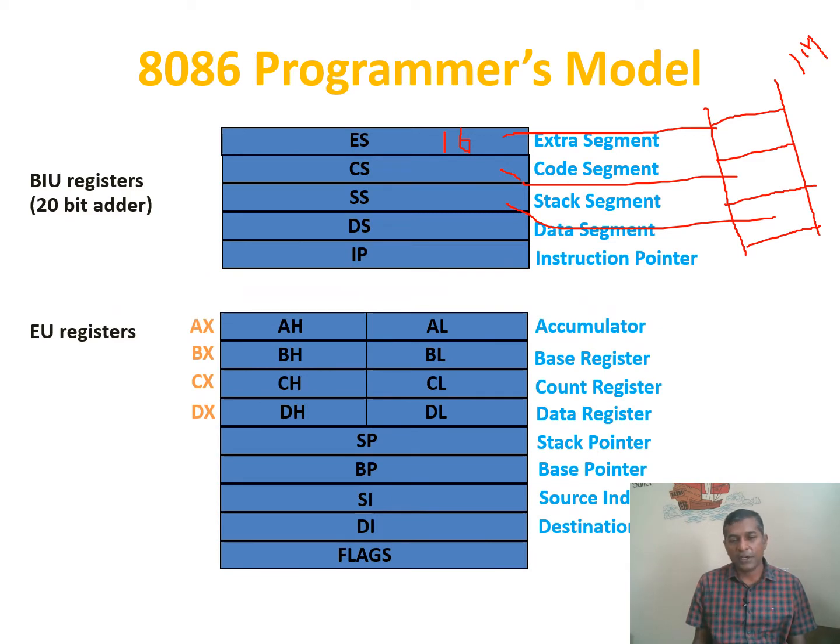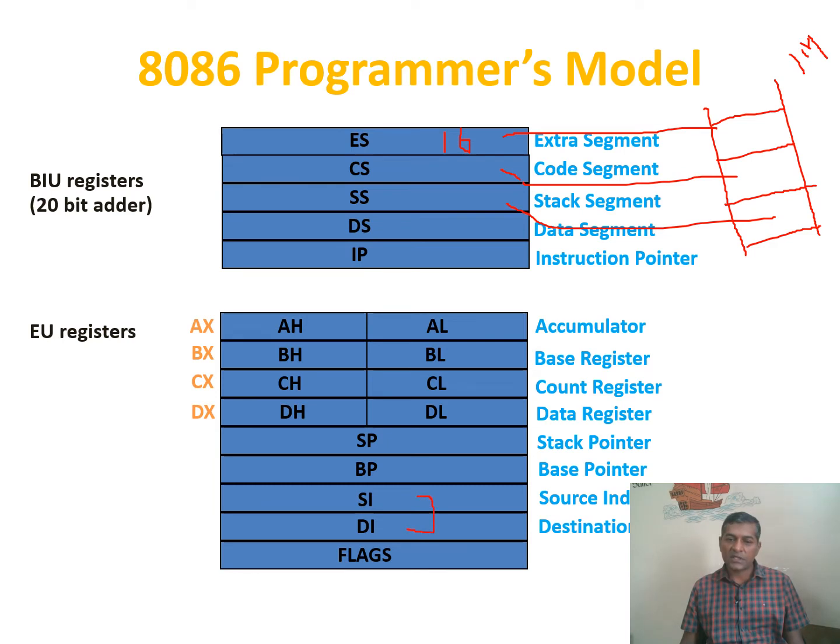Then we have also studied some of the general purpose registers: AX, BX, CX, DX. AX is known as the accumulator, BX is known as the base register, CX is used as the counter. When we use a loop, we have a counter, and by default this is CX. Instead of a counter, we can also use CX as a general purpose register. Then we have the data register. SP is the stack pointer used for stack related operations. BP is the base pointer, then source index and destination index.